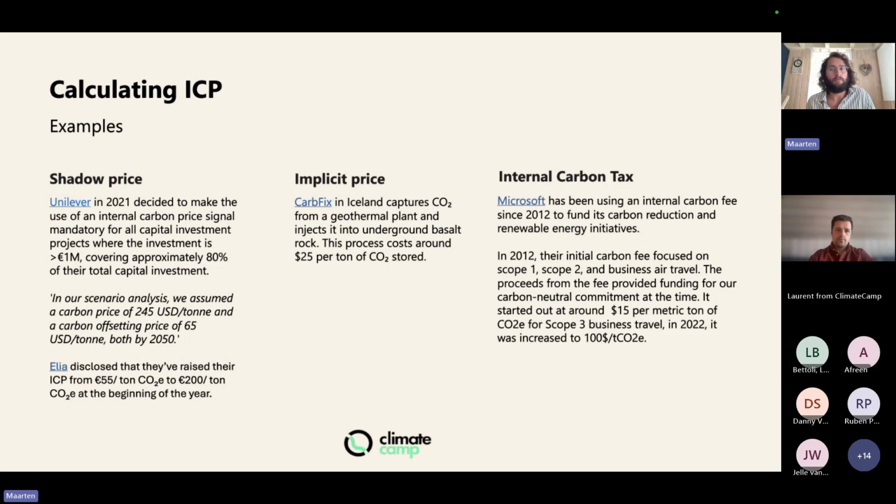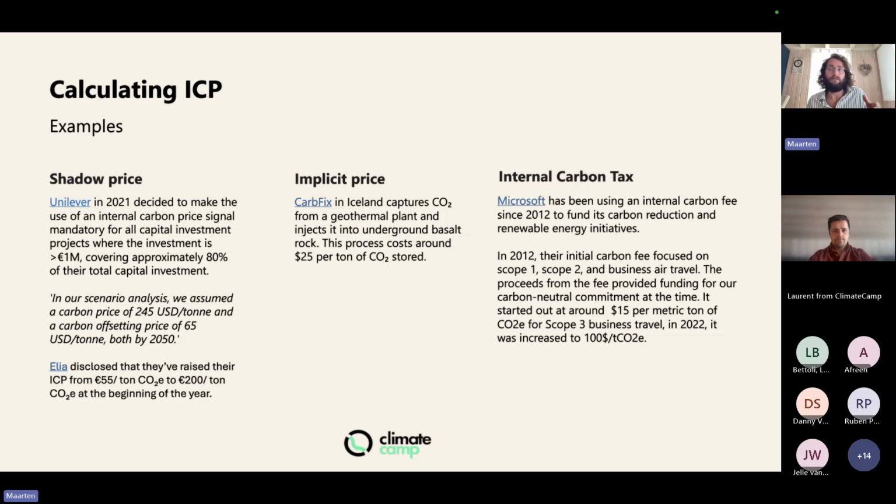And then the last one is an internal carbon tax. Microsoft is a good example of this. They have been using an internal carbon fee since 2012 to fund its carbon reduction and renewable energy initiatives. But it is really important, their initial carbon fee focused on scope 1, scope 2, and business air travel. So for a company that creates computers, that creates a lot of cloud hosting, they don't account for other scope 3 categories, which might be very large for them, but they only do it for scope 1, 2, and business air travel. And the proceeds from the fee provided funding for their carbon neutral commitment and investments they made.